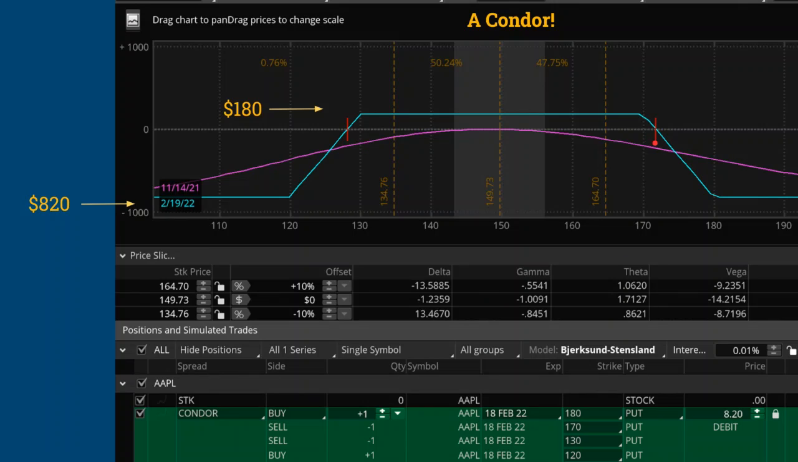Now, in order to do that, again, when you have a fairly high probability of profit, you have this kind of a risk-reward ratio. So in this case, I'm risking 820 to make 180. That might not be a bad trade. Just depends on how volatile or how much movement you're expecting in your underlying. All right, what else do we have?